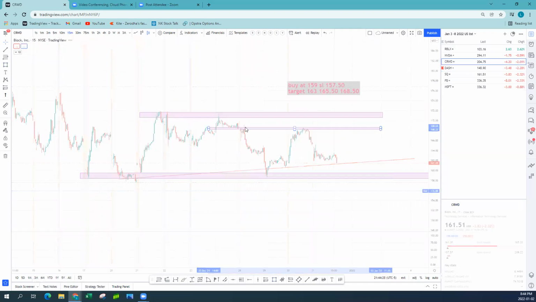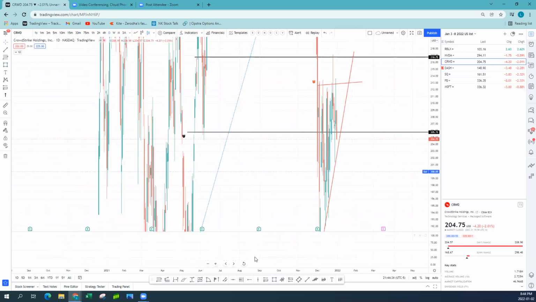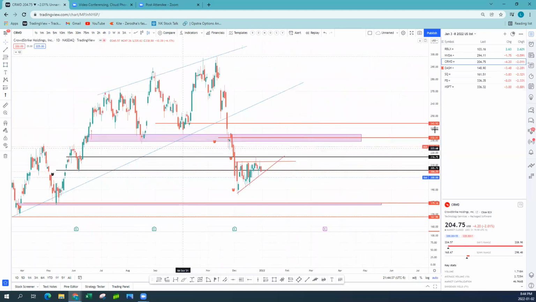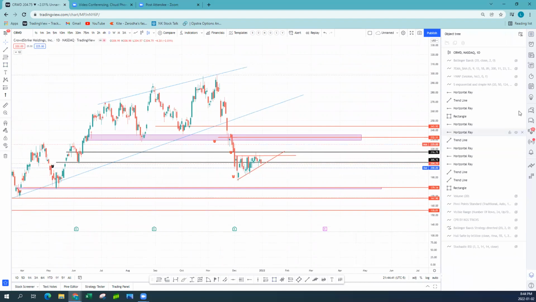Now let's look at the next chart. I like this one. If you see on a daily time frame, this is on a very good opportunity. Check this out. I'm going to turn off everything so you can see the chart properly.